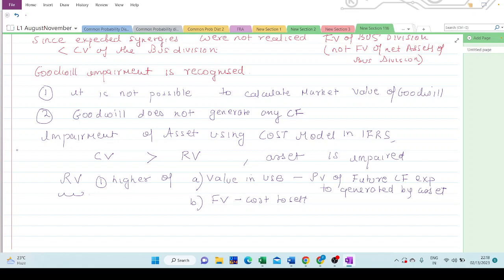Now guys, please tell me, can we use this model for testing for goodwill impairment at the goodwill level? Can we use this? No, we cannot use this. First reason is, guys, see, we can calculate the carrying value of goodwill. Carrying value of goodwill is what? Basically the purchase price minus fair value of net identifiable assets.